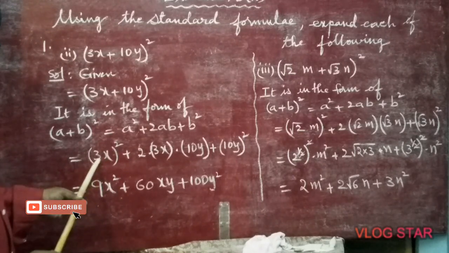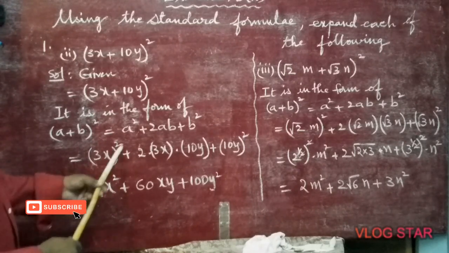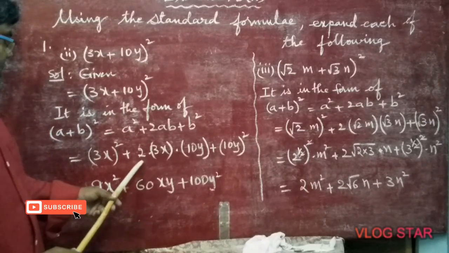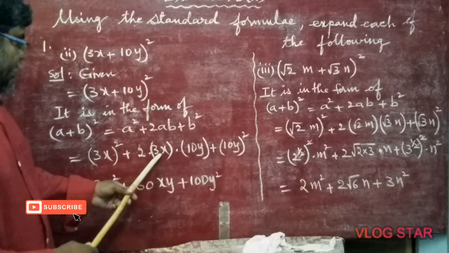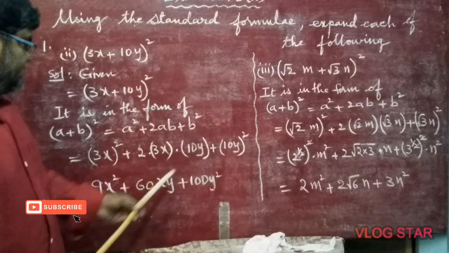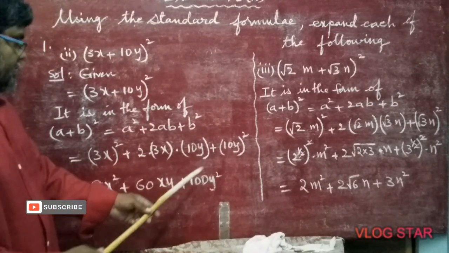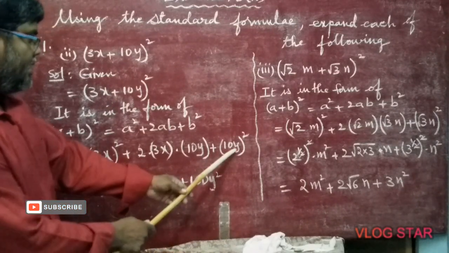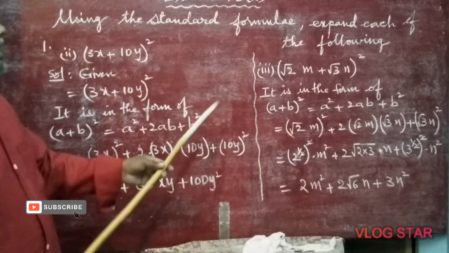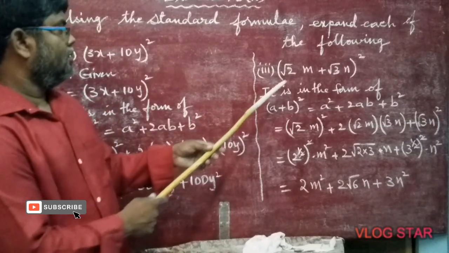3 square is given here. 3 3s are 9, and again x square. Multiply numerical values: 2 3s are 6, 6 10s are 60, x into y, xy. Plus 10 10s are 100, y square.